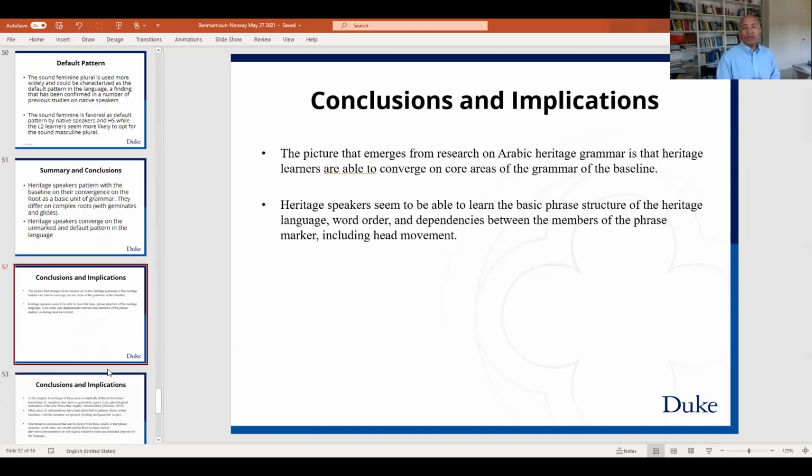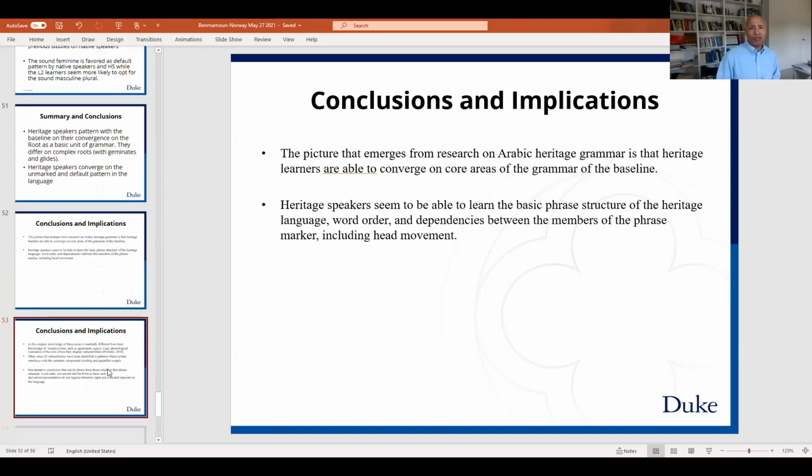So just to conclude here, and there is more, as I said, these are more like reflections rather than really ironclad results that I would be confident about defending, though we all need to keep an open mind and keep refining the work that we do. But the picture that emerges is that heritage learners are able to converge on core areas of the grammar of the baseline. They seem to be able to acquire the basic phrase structure of the language, the word order, and the dependencies between the members of the phrase marker, including head movement, whether it is syntactic or morphophonological.